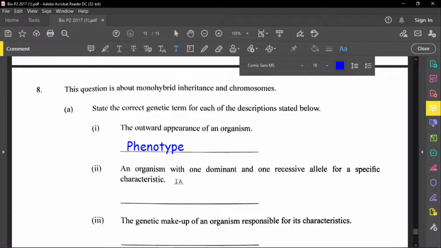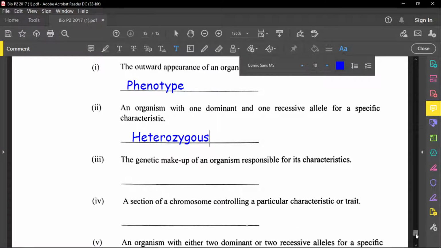An organism with one dominant and one recessive allele for a specific characteristic: if one allele is dominant and the other is recessive, this is heterozygous.